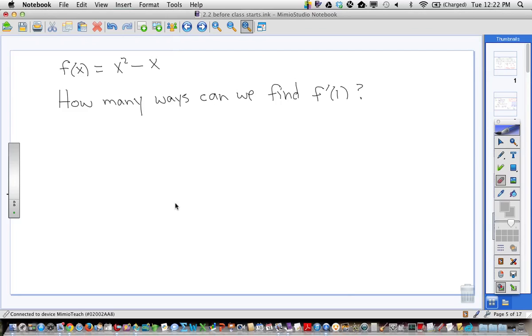So one is the original point. Pick another point really close. 1.001. Plug that in. Do a slope calculation. Okay, what's another one?